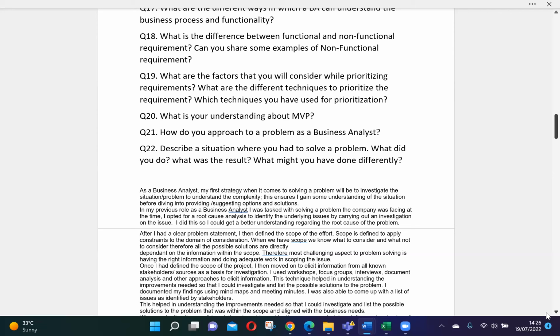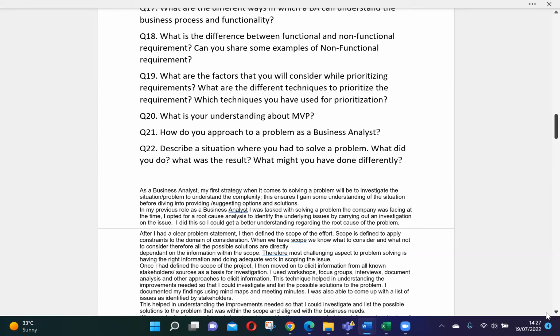Now, what are the different techniques to prioritize the requirements? Some of the popular techniques are MoSCoW analysis, the ranking method, the $100 technique, and in Scrum, planning poker.